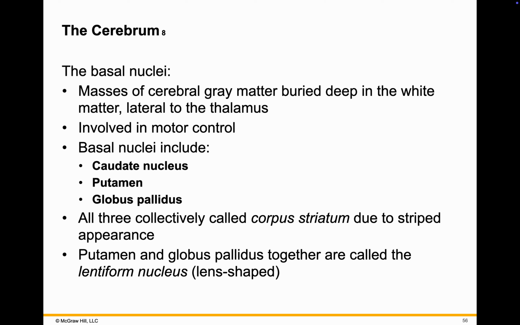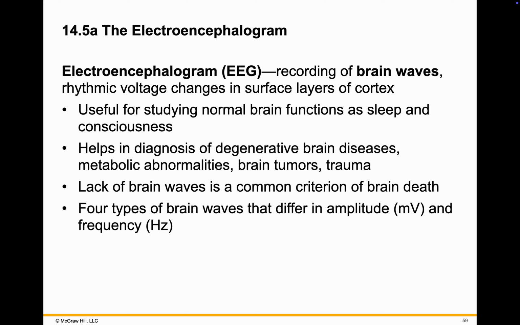We can use an electroencephalogram to record brain waves, which are rhythmic voltage changes in the surface layers of the cortex. These can give us information about studying normal brain functions at sleep versus consciousness, and help in the diagnosis of degenerative brain diseases, including those with metabolic abnormalities, brain tumors, or trauma. Lack of brain waves is the common criteria for what we would refer to as brain death.